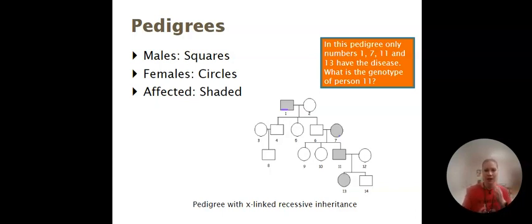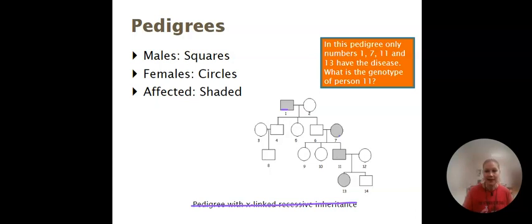Now, if we were to try to figure out the type of inheritance, we do see that it does show up in every generation. But I do see that there are 2 males that are affected, and then 2 females. So this is probably going to be autosomal. Looks like autosomal dominant. I know it says pedigree with X-linked recessive inheritance, but that's just not what this is telling me. I don't think that's true.